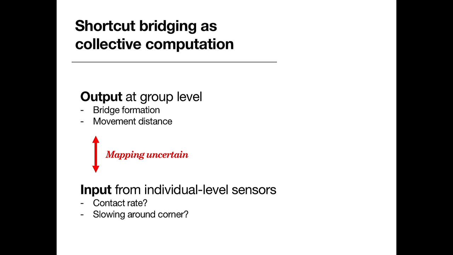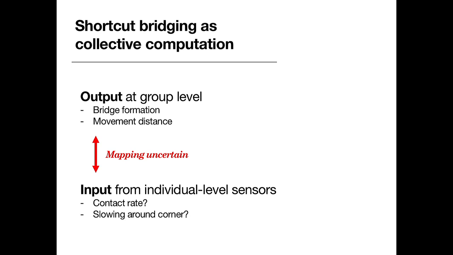So that was kind of cool, and we consider this to be a kind of collective computation. So here the output at the group level is this formation of a bridge and computing how far it moves down. And the input is just coming from these individual level sensors of these ants.